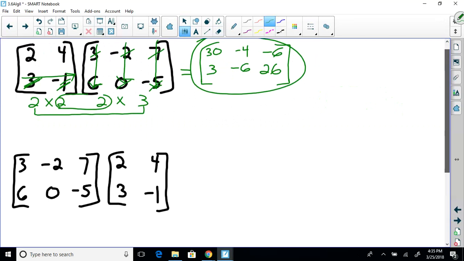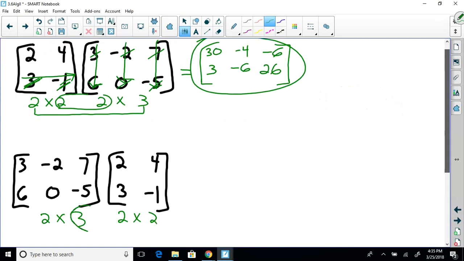Notice, in this example, we're multiplying the same two matrices in reverse order. So many times people might predict that we're going to get the same answer, just like 3 times 5 would be the same as 5 times 3. But a closer look would reveal we're taking a 2 by 3 times a 2 by 2.